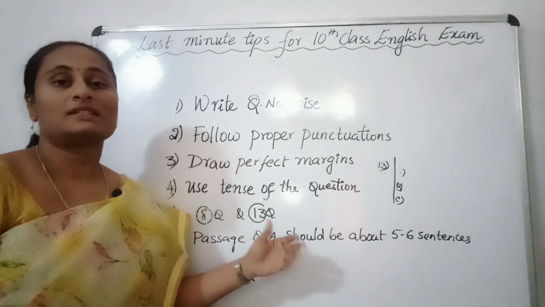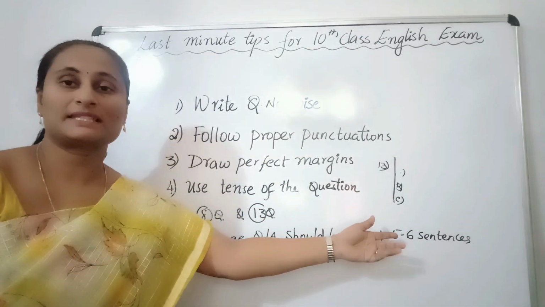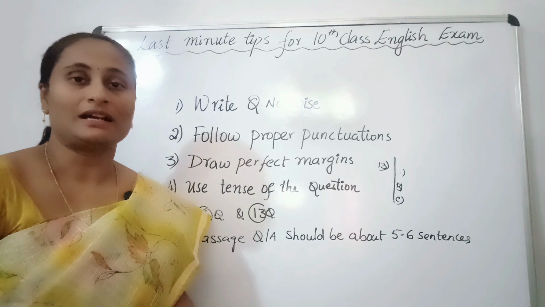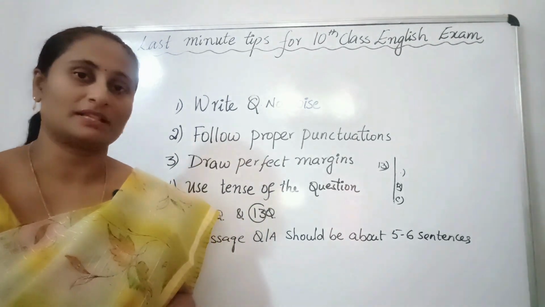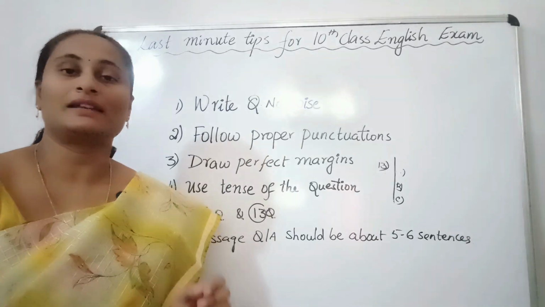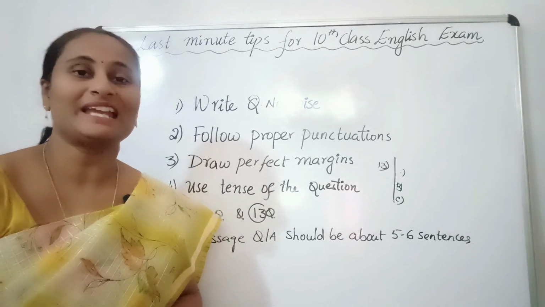Next tip, passage question answers. Passage question answers should be written in 5 to 6 sentences. One answer gives you 3 marks, so minimum you have to write 5 to 6 lines. Keep that in mind and attempt all the answers without leaving any answer.